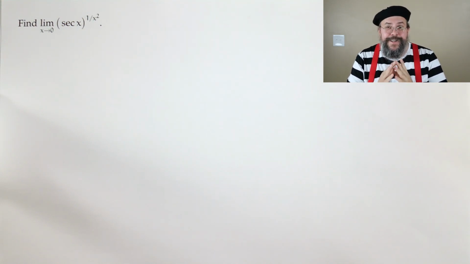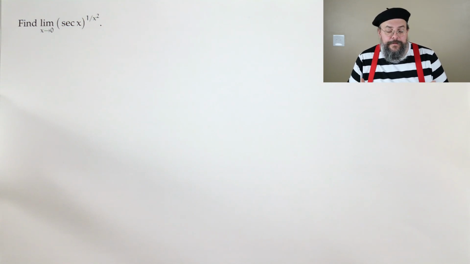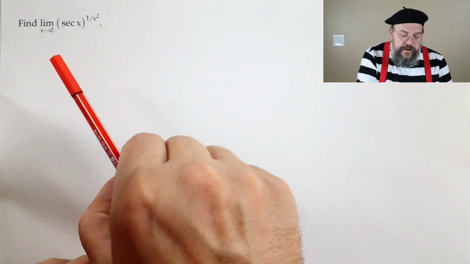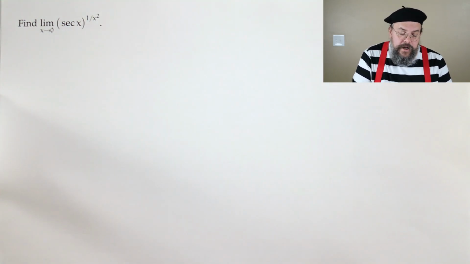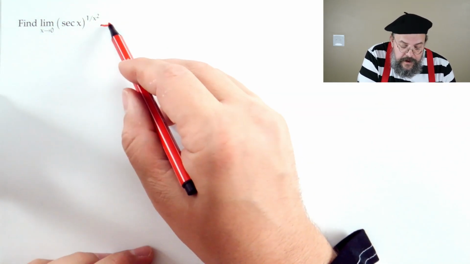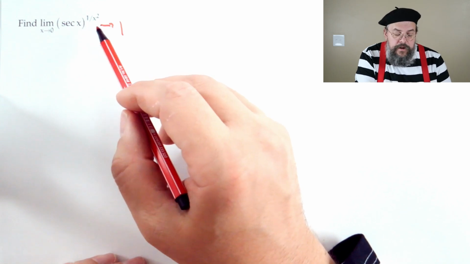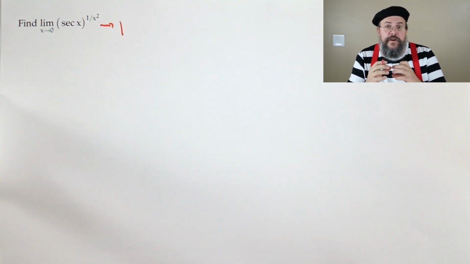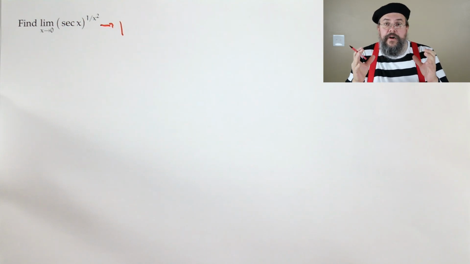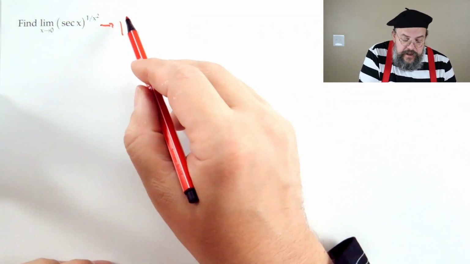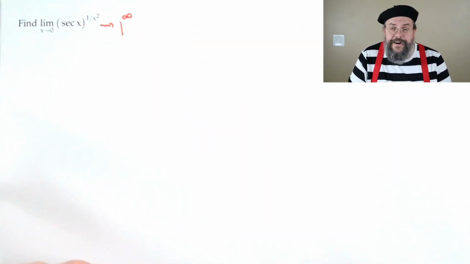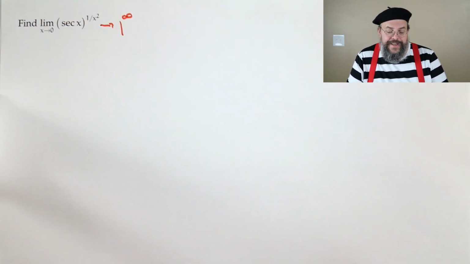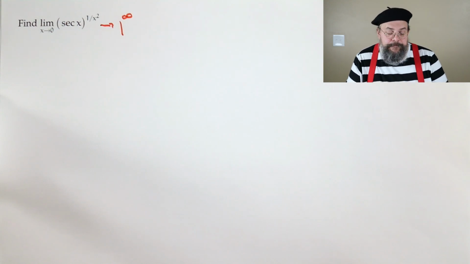All right, what can we do? Well, first off, what's happening? We have secant of 0. That's 1. So this is going to 1. Then we have 1 over x squared. Well, x is a very tiny number, so 1 over a very tiny number is a big number. So that's like infinity. All right, so 1 to the infinity. Okay, so what happens to that?